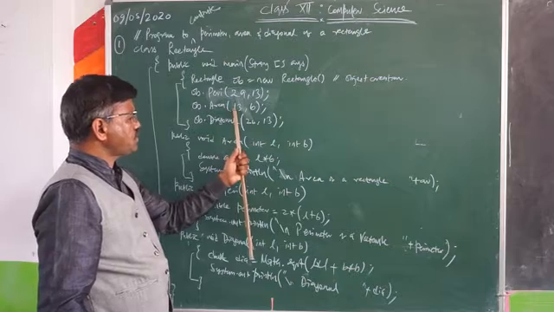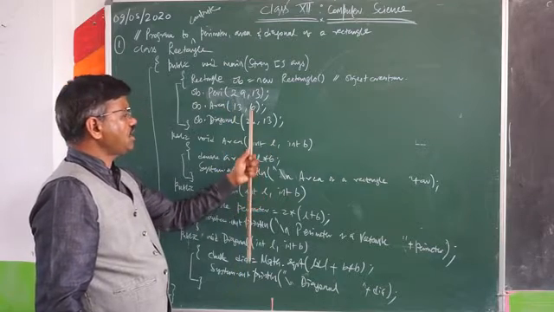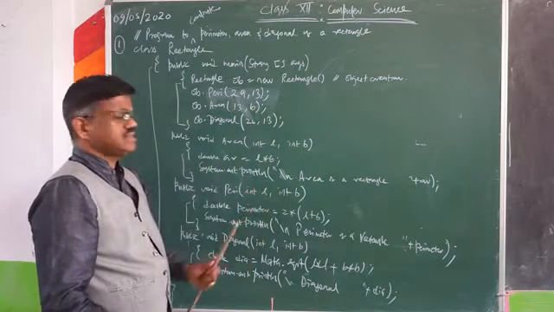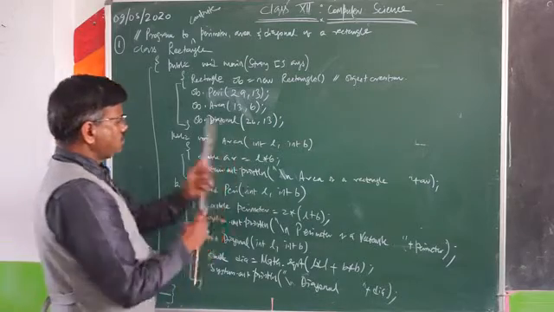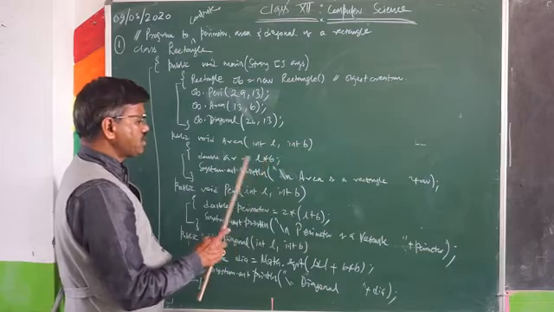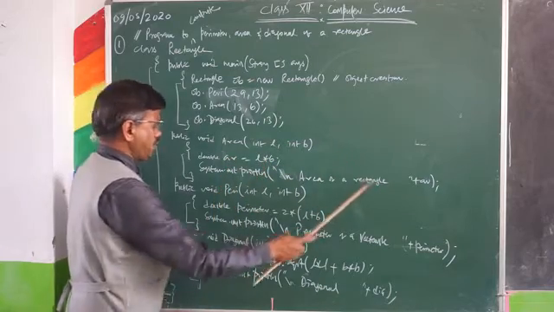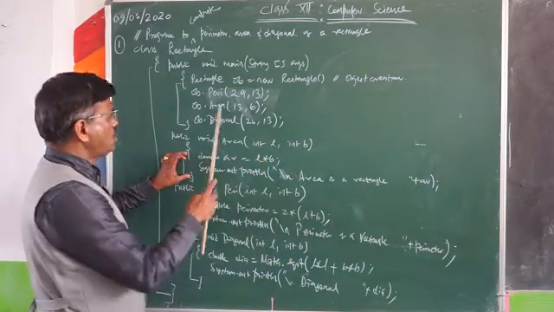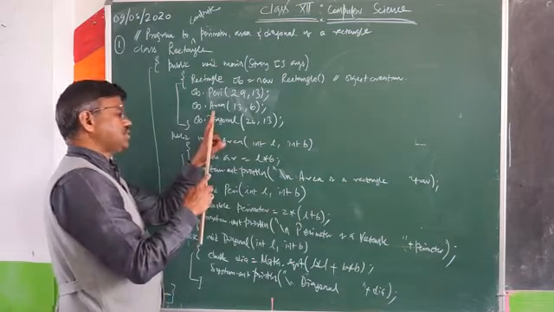What are the parameters? Length would be 13, your breadth would be 6. It comes down. With the help of 13 and 6, length into breadth it multiplies, that would be the area, and display that area. This method is also over. Once this is over, it will go back here.